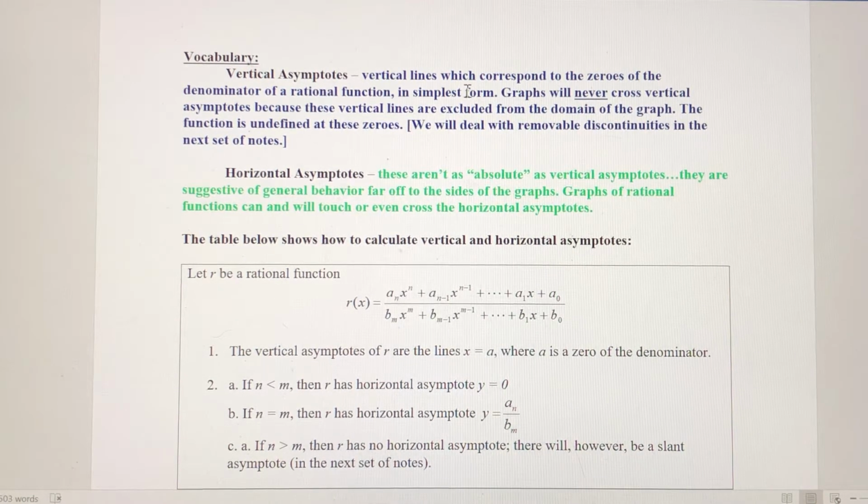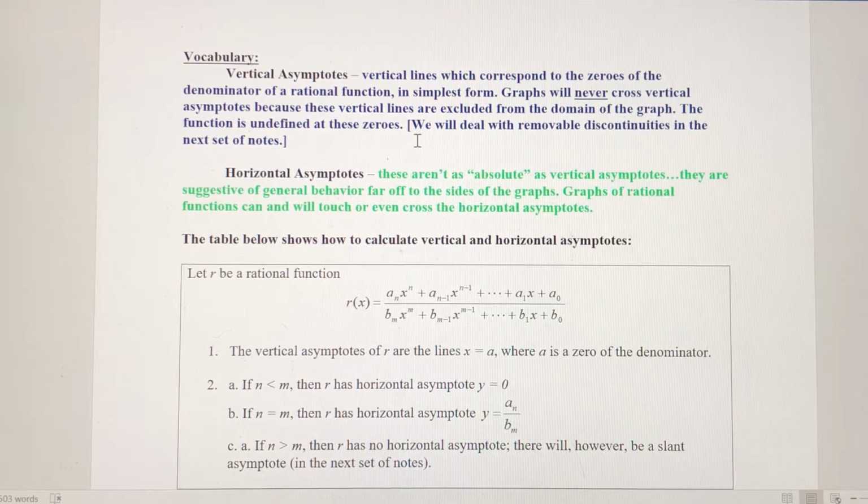once it's in simplest form. When we find those vertical lines, the graph cannot touch or cross them. They will never cross these vertical asymptotes, because those values are excluded from the domain of the graph. The reason this happens is the function is undefined at those zeros.